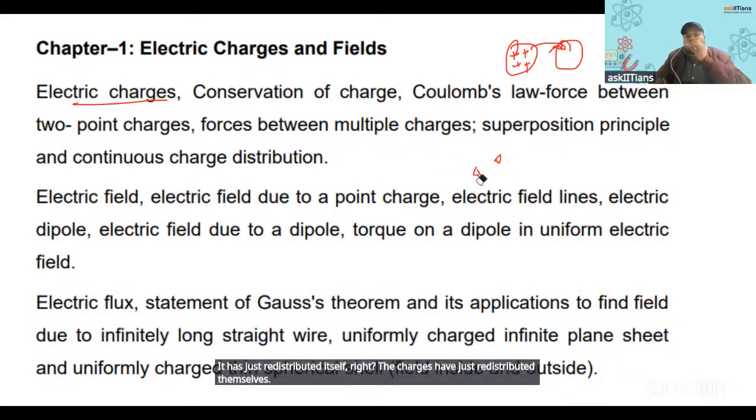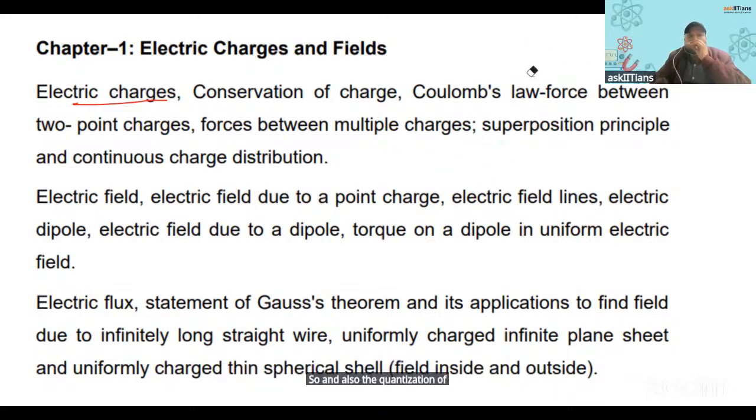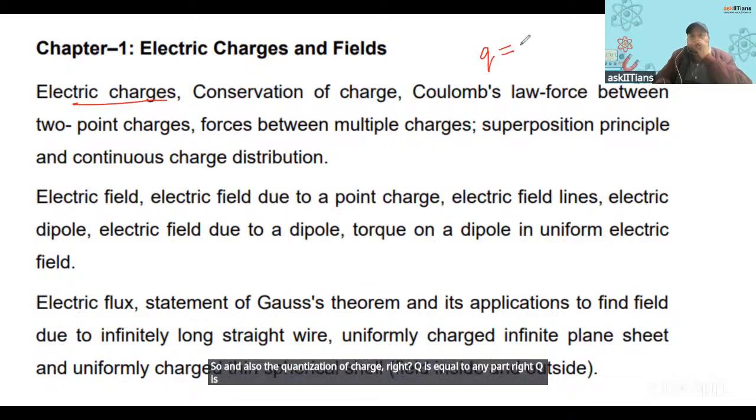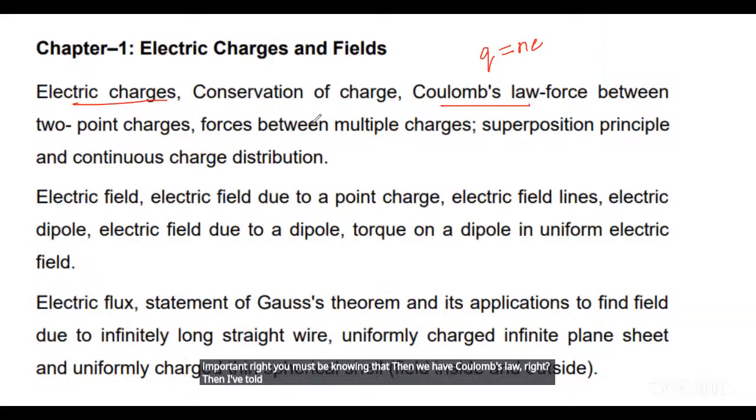And also the quantization of charge, right? Q is equal to n e. That's quantization of charge, which also becomes important, right? You must be knowing that. Then we have Coulomb's law, right? I've told you Coulomb's law, right?